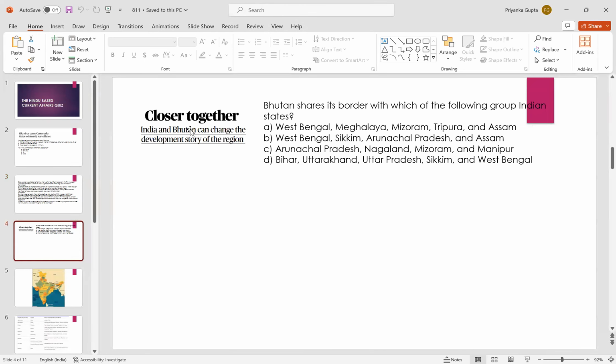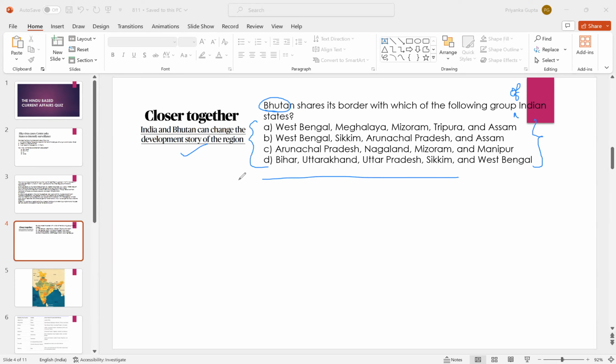Question number 2. So why this question? Because of this editorial found in the Hindu today. This question is about Bhutan. Bhutan shares its border with which of the following group of Indian states? So here's the grouping given. Just go through the options and try to mark your answer.